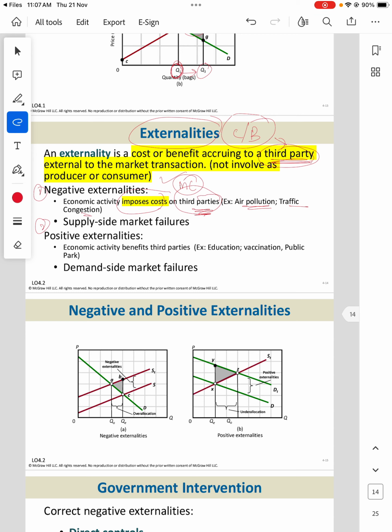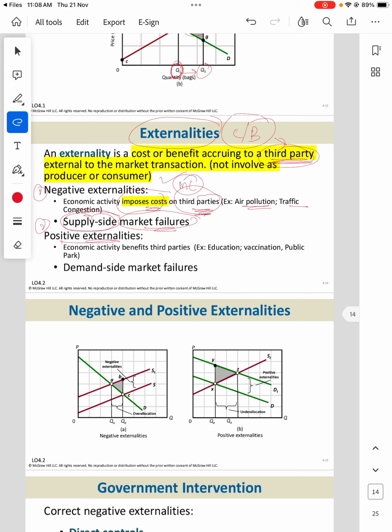So this will have negative externalities to society, because it imposes costs. Air pollution: we need to clear the pollution, so we incur costs. And traffic congestion: how to manage the traffic also imposes a cost. Remember, when I mention cost, you have to remember the supply side market failure. Okay, cost, supply side.